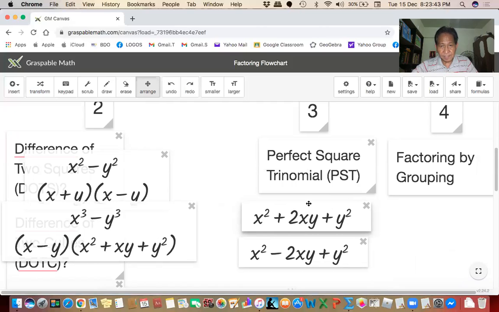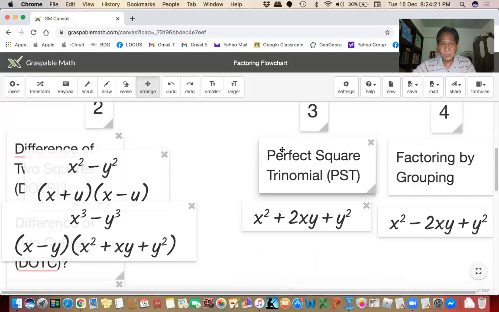Well, first of all, it's a trinomial. The first term and the third term are both perfect squares. If there are numbers there, they should also be perfect squares. The middle term, as you can see from these two examples, they only differ in the sign, but otherwise they look alike. A perfect square trinomial must be tested. You must test to find out if it is a perfect square trinomial, because if it's not, you cannot factor it as a perfect square trinomial. So how does the test go? Let me show it for just one of them.